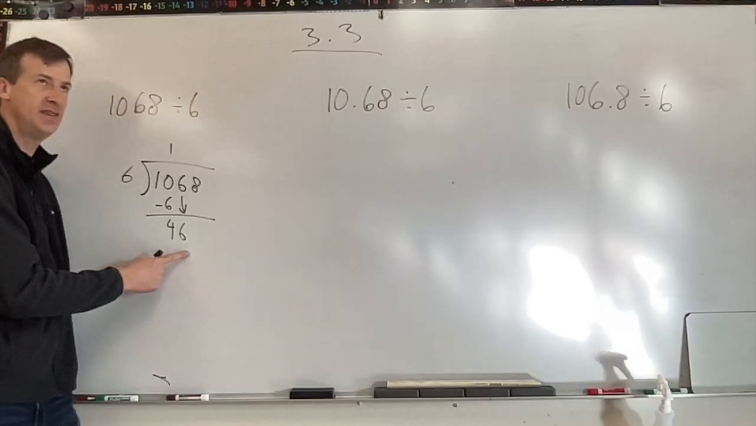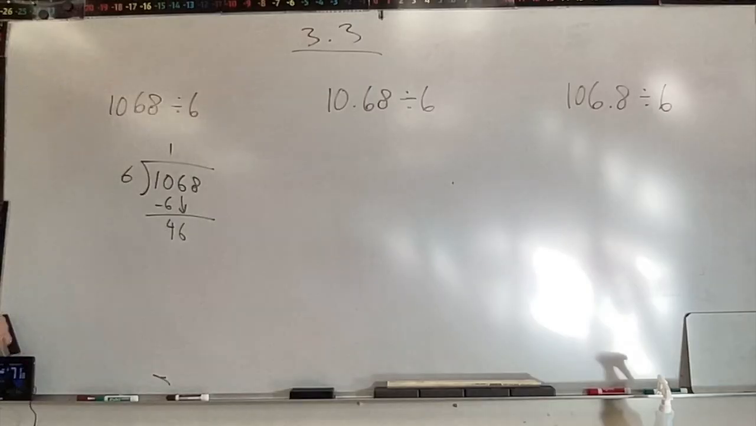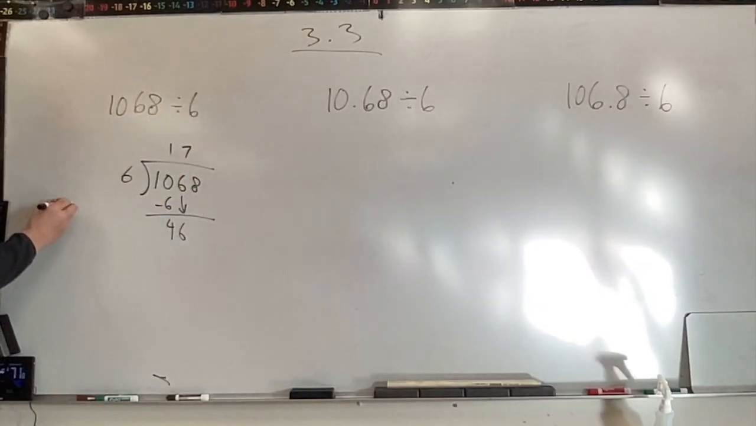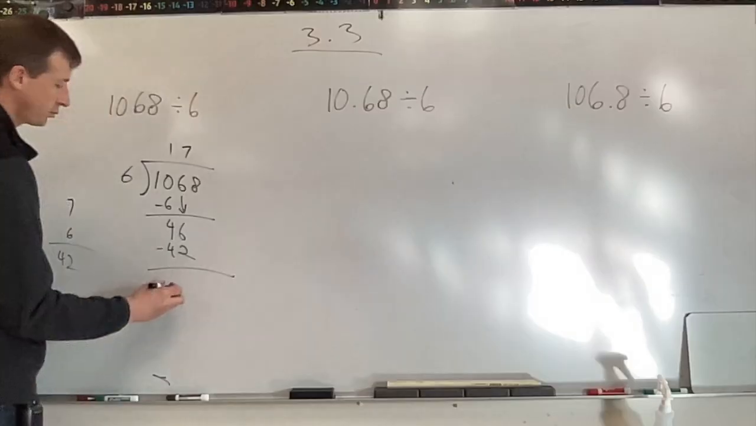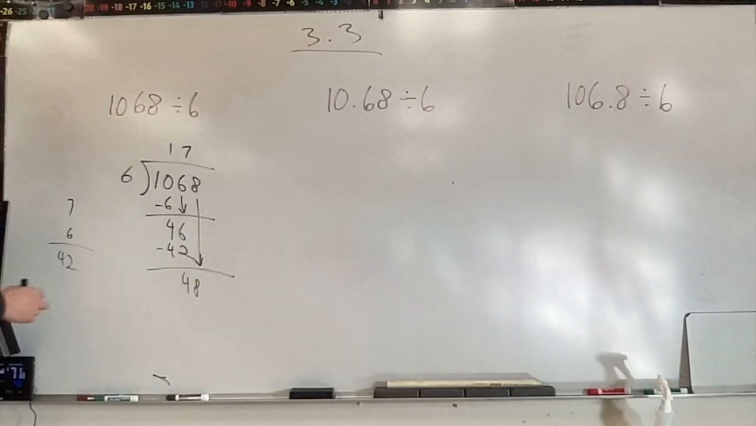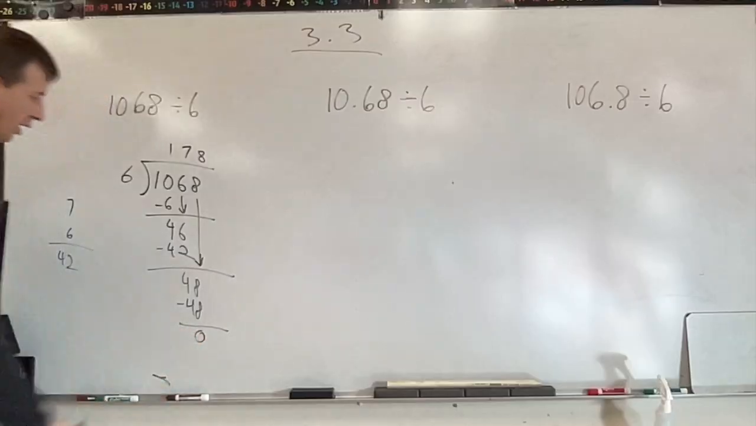6 goes into 46. Oh boy, I don't know how many times 6 goes into 46. Must be around 8. So 6 times 8 is 48, so it must be 7 times, because 6 times 7 is 42. So I'm going to minus 42 from here, which gives me 4. I bring down the 8. And I know that 6 times 8 is 48. So it's got to be an 8 right here. Minus 48 is 0.